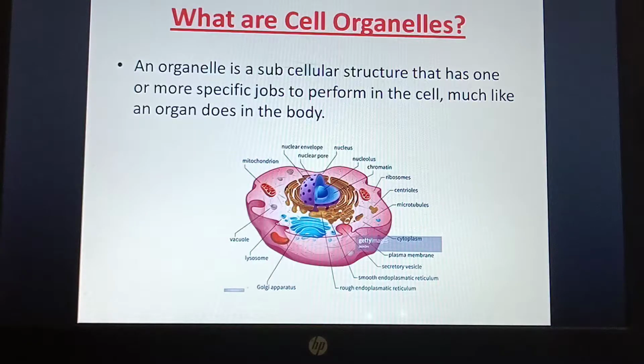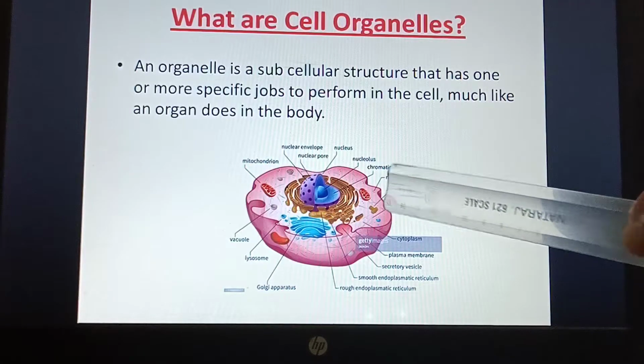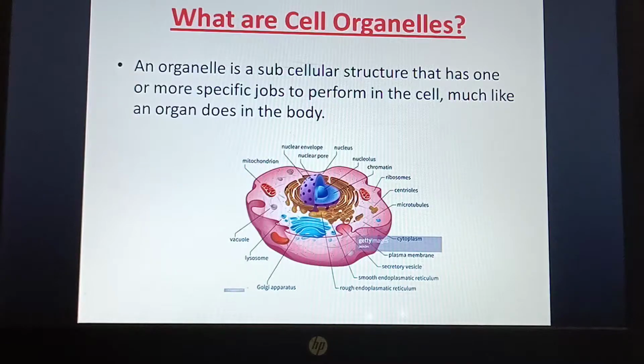What are cell organelles? A cell organelle is a subcellular structure that has one or more specific jobs to perform in the cell. So, an organelle is present inside the cell. There are lots of organelles present here, for example, endoplasmic reticulum, mitochondria, Golgi complex. All these are organelles present in the cell. They do specific jobs in the cell, like an organ does in our body.